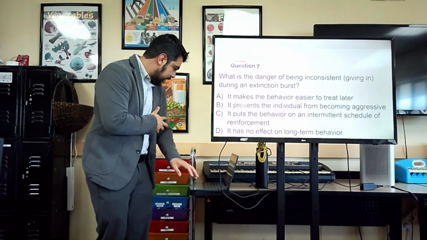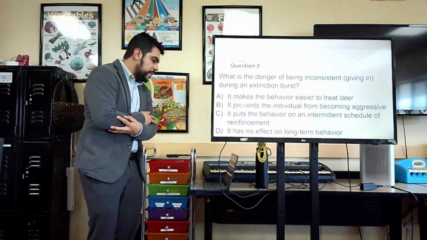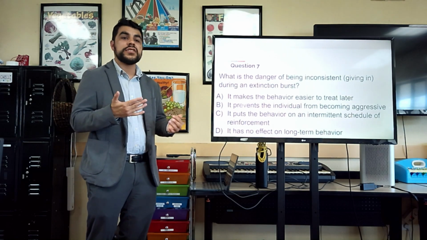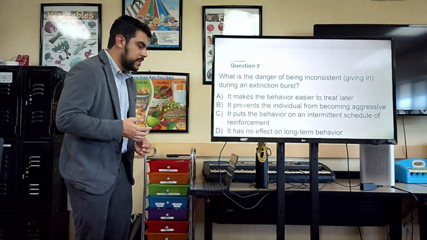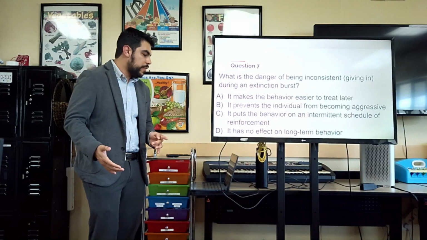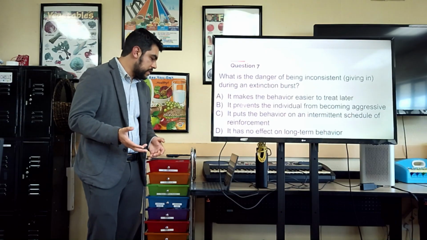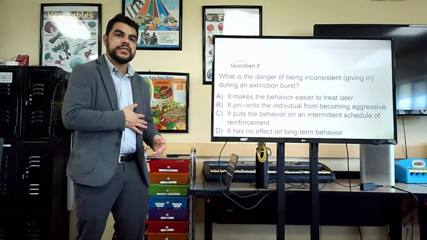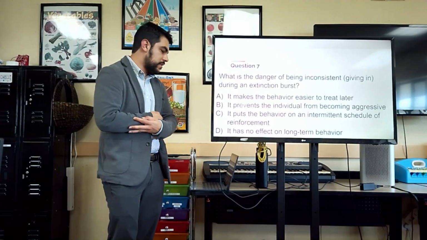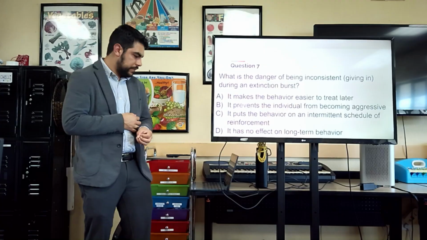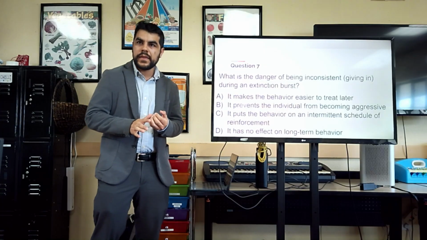Two more. What is the danger of being inconsistent, i.e. giving in, during an extinction burst? Is it that it makes the behavior easier to treat later, prevents the individual becoming aggressive, puts the behavior on an intermittent schedule of reinforcement, or it just simply has no effect on long-term behavior?